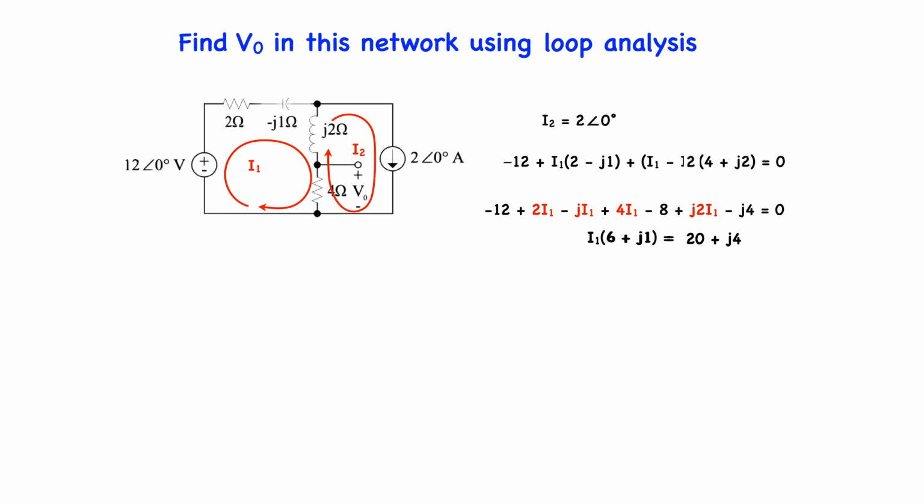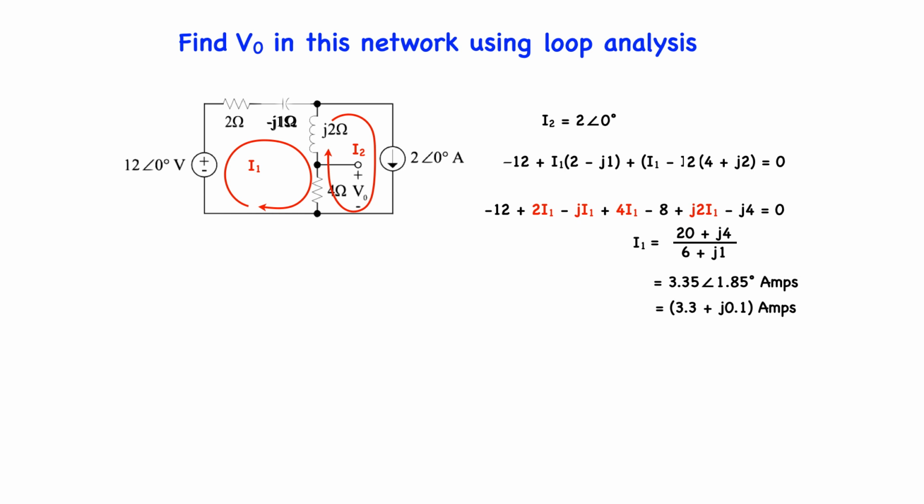Cross multiplying, which is the same as dividing both sides of the equation by 6 plus J1, we get I1 is equal to the quantity 20 plus J4 divided by 6 plus J1, or I1 is equal to 3.35 at 1.85 degrees amps, or 3.3 plus J0.1 amps in both polar and rectangular coordinates.